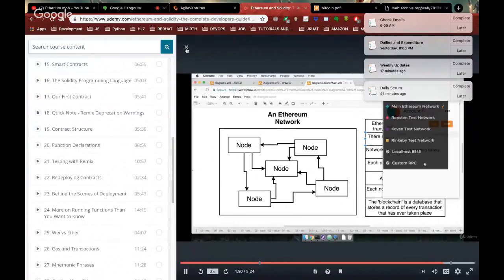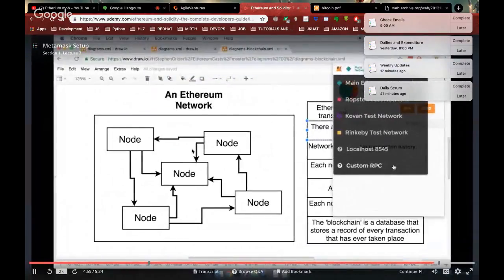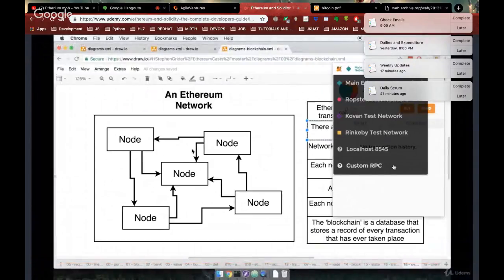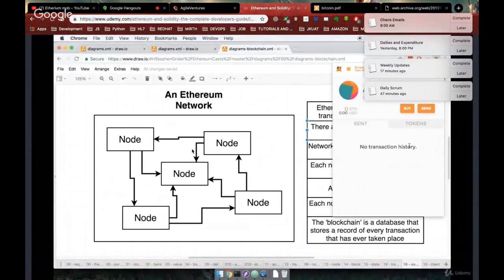The last option you'll find on here is for custom RPC. This essentially allows us to connect to some remote network at some custom address. We won't be using custom RPC too much in this course. So for right now, I'm going to select Rinkeby, because that's the network that we're going to be dealing with quite a bit throughout this course.